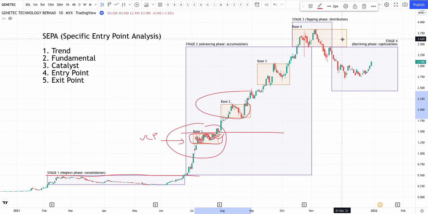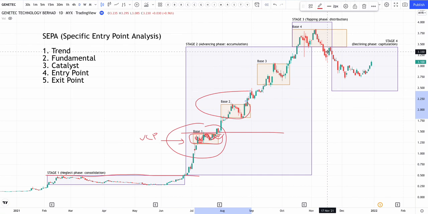For example here, let's say we enter the counter in base 1 from the VCP reading here. And we see base 2, we can hold the position as long as the trend is still there. When we see base 3, we can still hold the position as long as the price and trend are still there. Base 4, we need to be more careful, but we should hold as long as the trend and the parameters are still there. But once it breaks out of base 4, forming a lower high and lower low, that is basically a signal of a topping phase or distribution. So we may decide to take our profit.